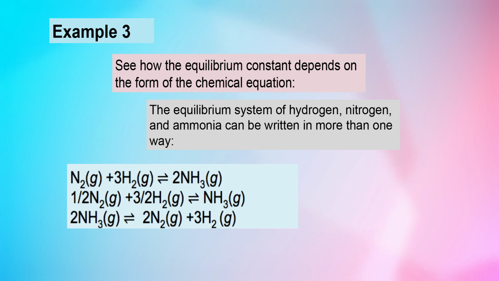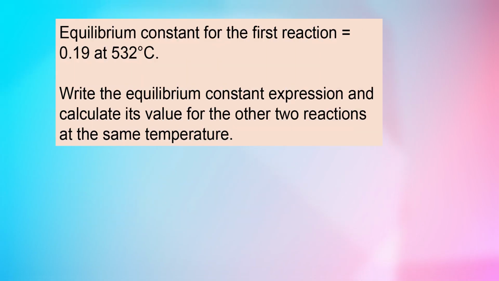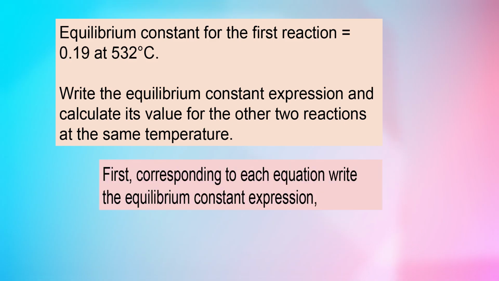2 ammonia gives nitrogen and 3 hydrogen. Now, the equilibrium constant for the first reaction here is 0.19 at 532 degrees centigrade. Now, you write the equilibrium constant expression and calculate its value for the other 2 reactions at the same temperature. First you must write the equilibrium constant expression, then examine the concentration terms to determine the relationship between the expressions. Then you must utilize these to find the relationships between the equilibrium constants.